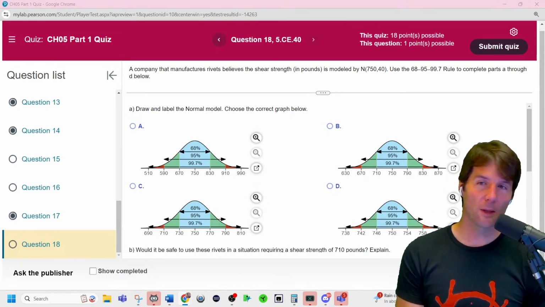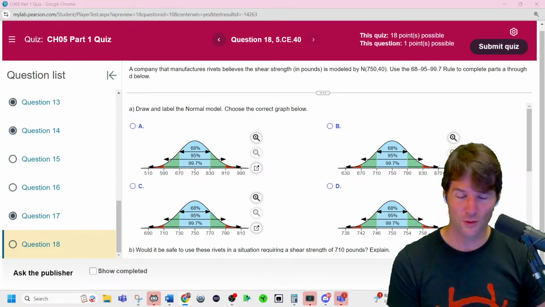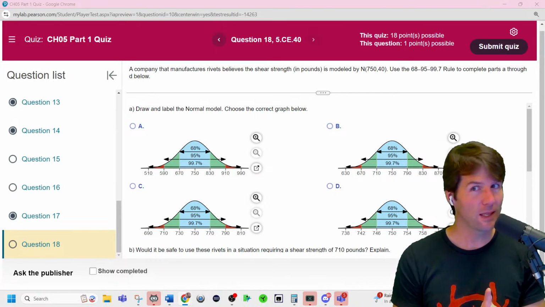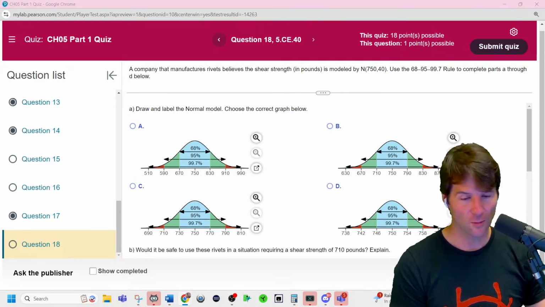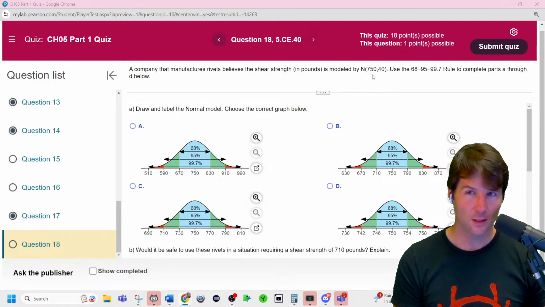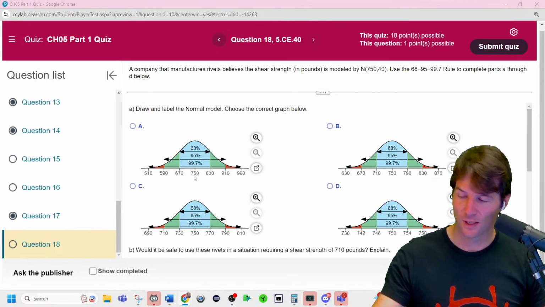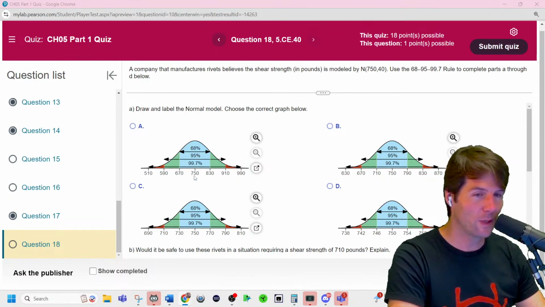So right here we see the company that manufactures rivets, like bolts and stuff, and they have a shear strength, like they'll break apart and bad things happen. So with this right here, we see a mean of 750. Where's the mean go on a distribution? Well, they all have it, so it doesn't help us. So, as The Rock would say, it doesn't matter. Where does the mean go on the distribution?